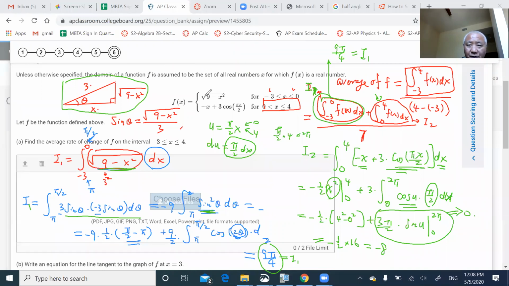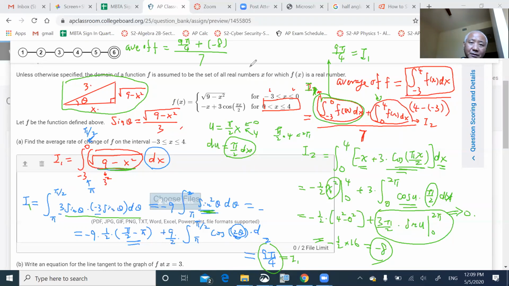So the average of the function equals what? The I1 we found is 9 pi over 4, and plus the second part, I2, we found negative 8. So you get a negative 8, and divided by 7, like this.